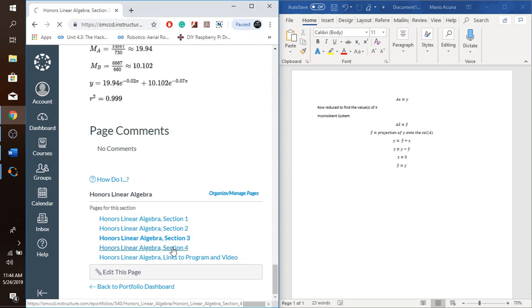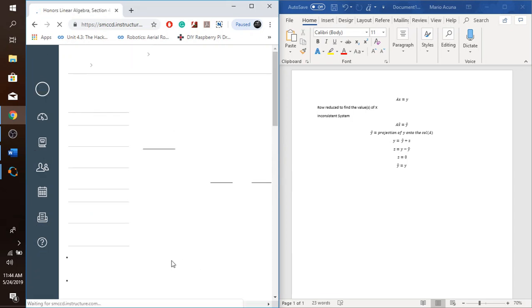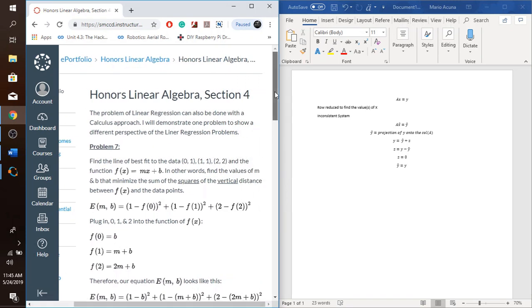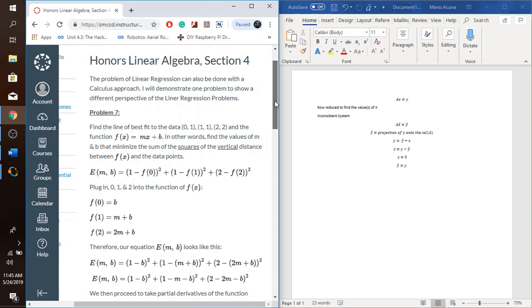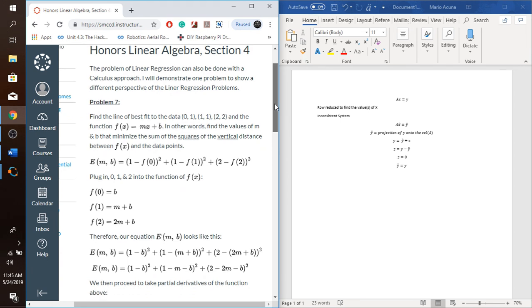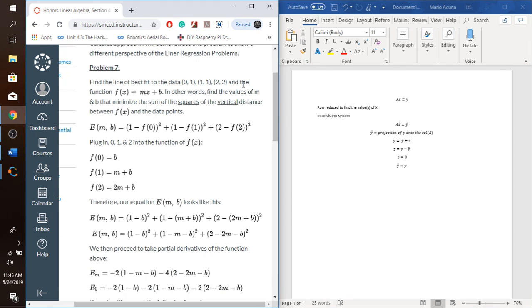We've been going over the last section before the links for the program, and that will be it. The last section talks about how to solve linear regression problems with least squares using calculus 3, which is multivariable calculus. What you do is that you're given some points and you want to model them with a function. What they say is that you want to minimize the sum of the squares of the vertical distances between f of x and our data points.